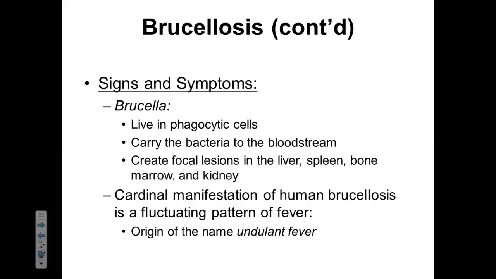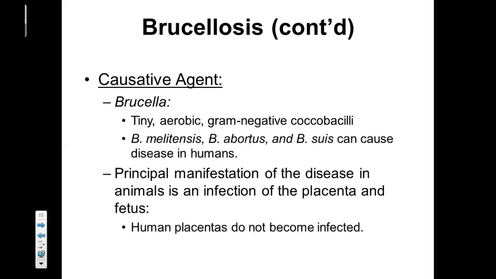And that cell, that phagocyte, will then carry the bacterium to our bloodstream. This is going to cause the formation of lesions in the liver, spleen, bone marrow, and kidney as this bacterium continues to reproduce. The primary manifestation of brucellosis within human beings is going to be a fluctuating pattern of fever, hence the name undulant fever. The fever, or the body temperature, undulates up and down, kind of like the waves on an ocean.